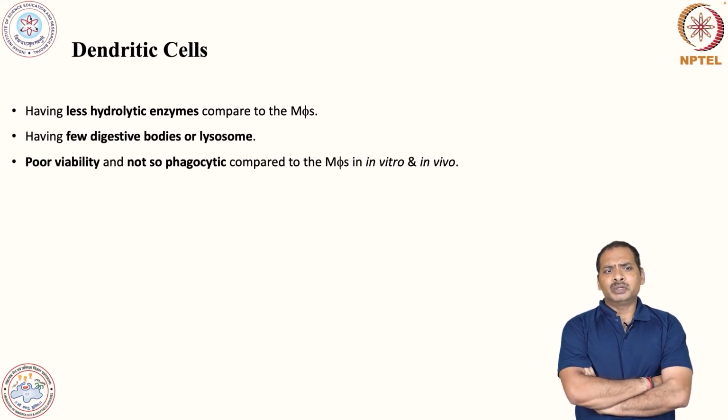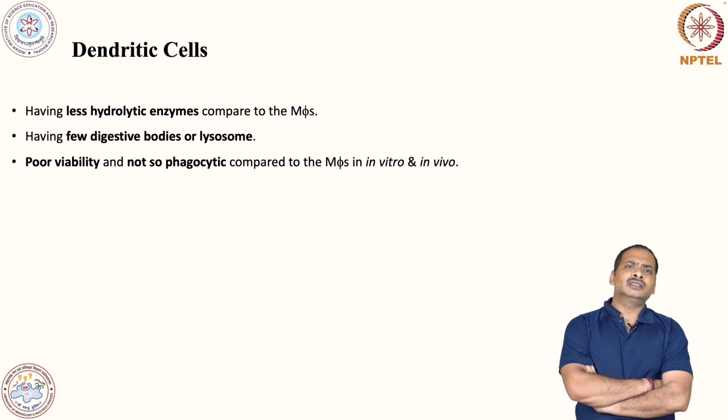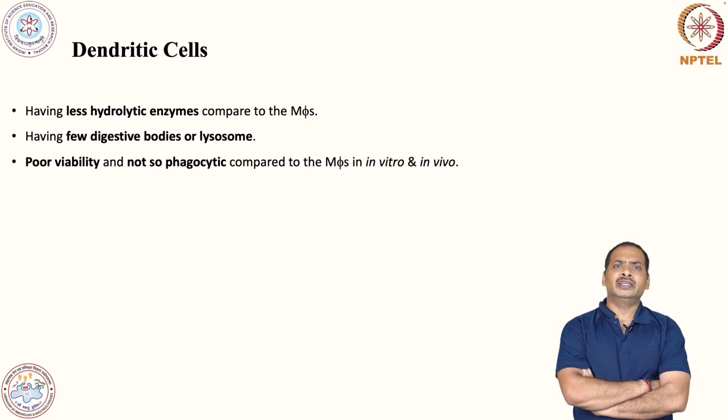They have poor viability and are not as phagocytic as macrophages, and the poor viability is not only in vivo, it is in vitro also. If you isolate dendritic cells, as you have seen in my previous session, I told you that during the isolation of PBMC, there are very few dendritic cells. And these dendritic cells are quite short lived. Therefore, it is very difficult to perform experiments with human dendritic cells. Why? Because you need to draw a lot of blood, and that is not practically possible.